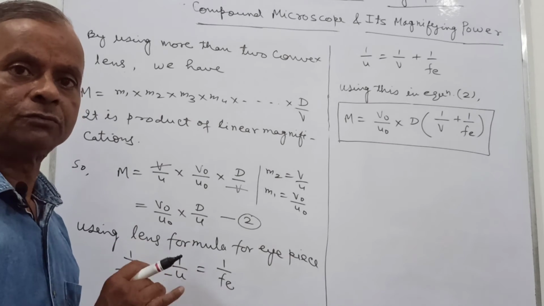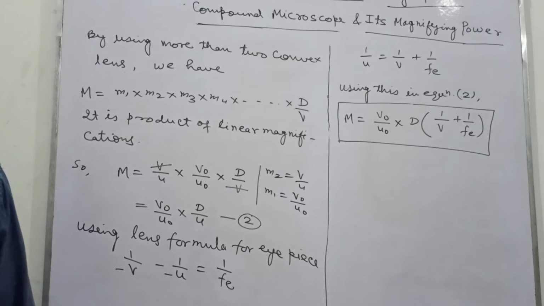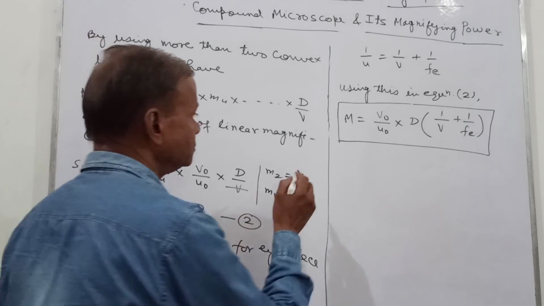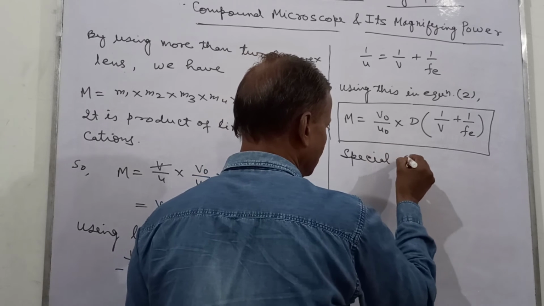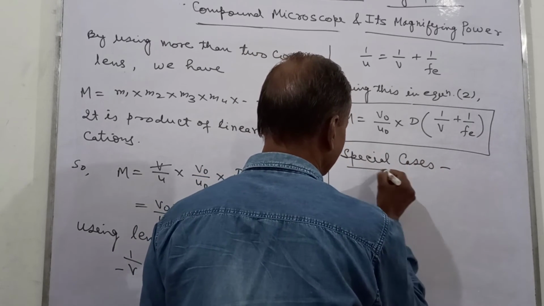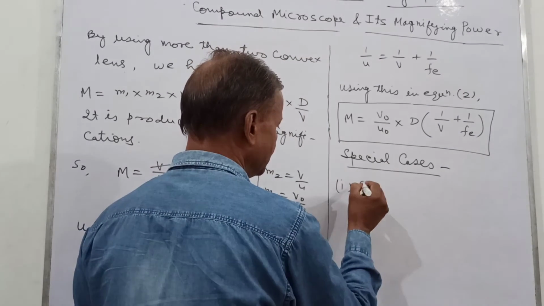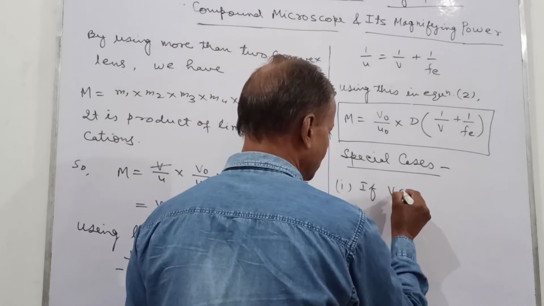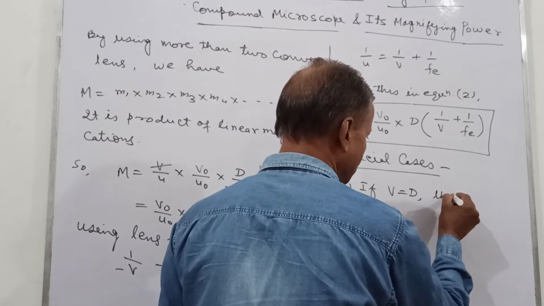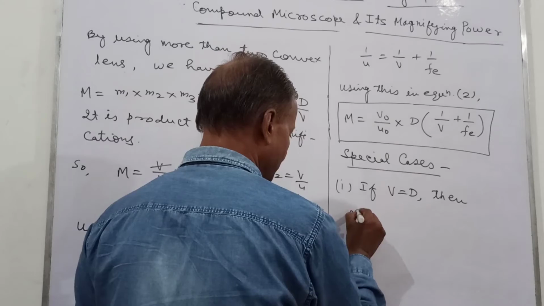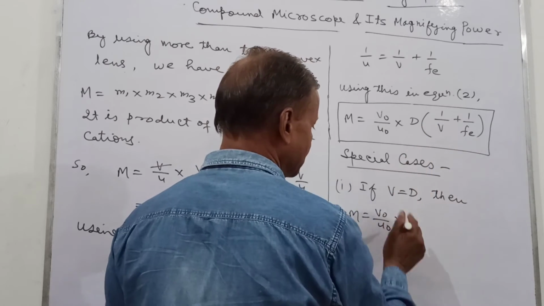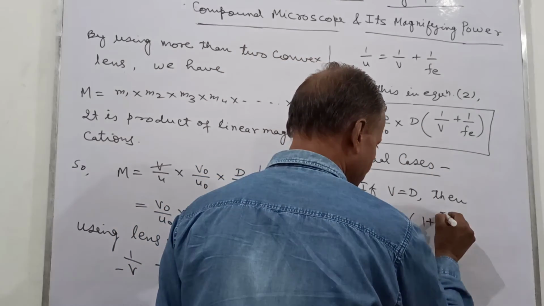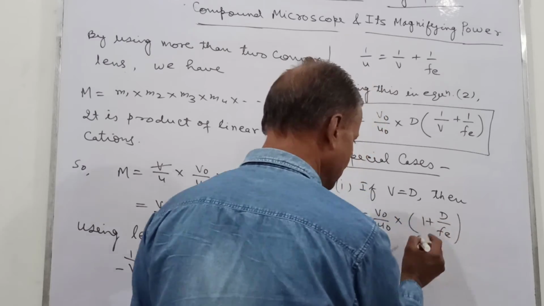And now you can take the two special cases here. Special case, first: if V equal to D, then M equal to V naught upon U naught into, replacing V with D, this becomes 1 plus D upon F.